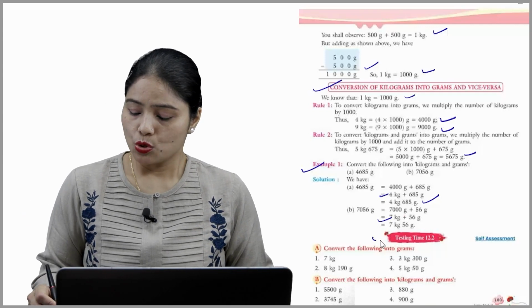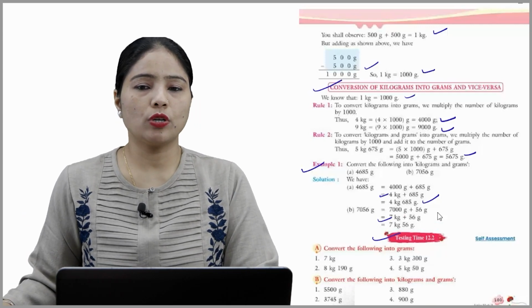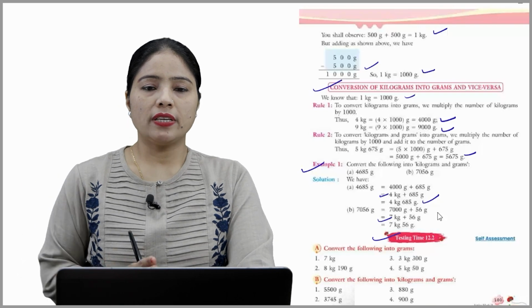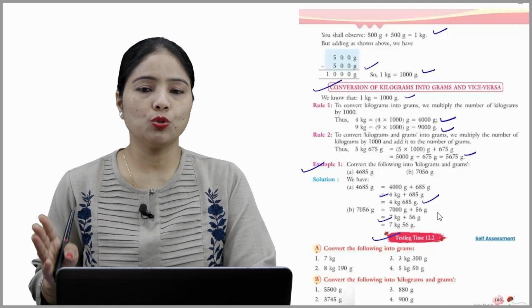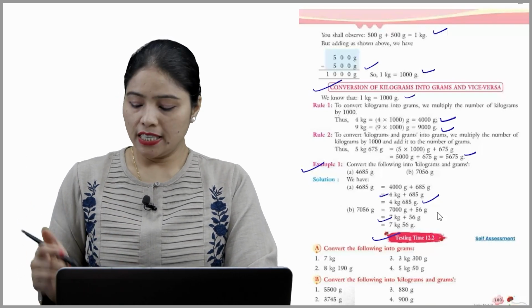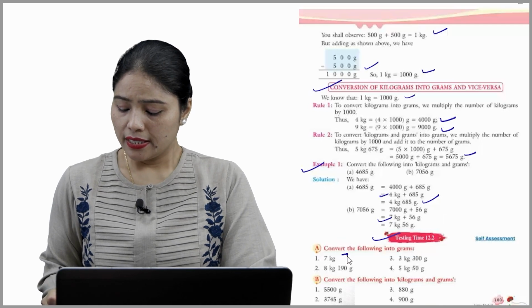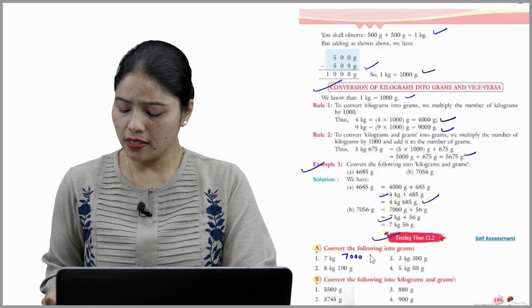Okay beta. So now just see the testing time 12.2. First one is convert the following into grams. 7 kg, how much does it make? Yes, it's 7,000 gram.